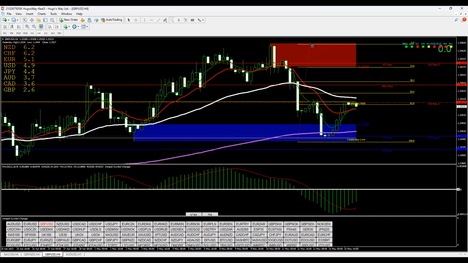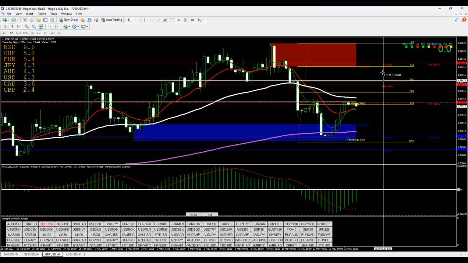Okay? I haven't made a determination about which direction I'm going to go. But here is the sweet spot for a buy. Here's the 50, here's the 38.2. And from here to here, there's 30 pips. Now, the thing about this is that it's really herky-jerky right about now.